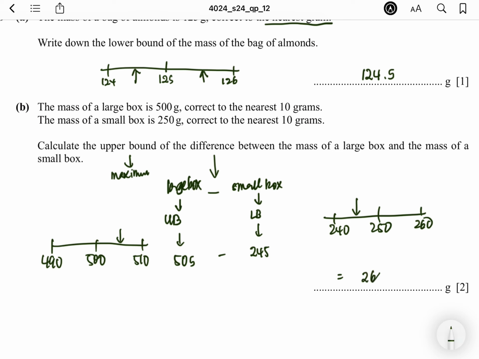260. Ha? Kenapa small box 245? Kau mau berapa? 255. Kalau 505 minus 255, you will get rendah lagi, sikit lagi. Kita ni mau yang paling besar difference-nya. Lurus ke tu? Lurus ke teacher punya common sense? Lurus. Okay.